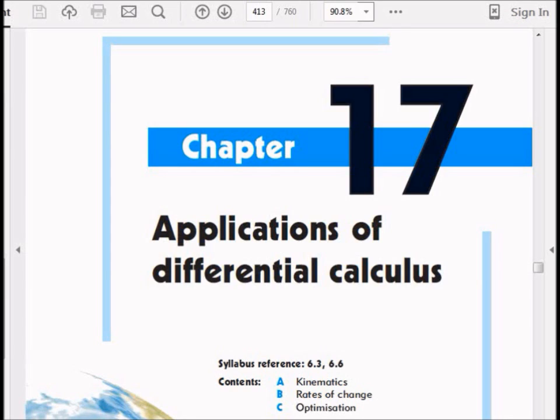So what we are going to concentrate on as far as applications is kinematics, rates of change, and optimization. So these three main ideas.